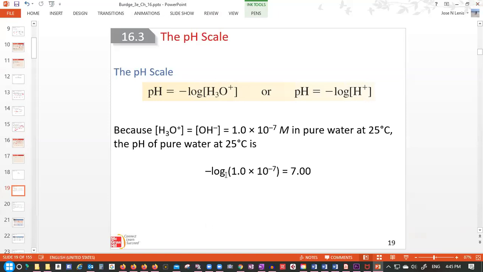And that's what we have here. Let's assume this negative is not here in the formula. What do you get here? Log of 1.0 times 10 to the -7 equals -7. But since we actually have the negative, you get +7. So it's a very easy way to represent the concentration, the presence of hydrogen ions or hydroxide ions in the solution.